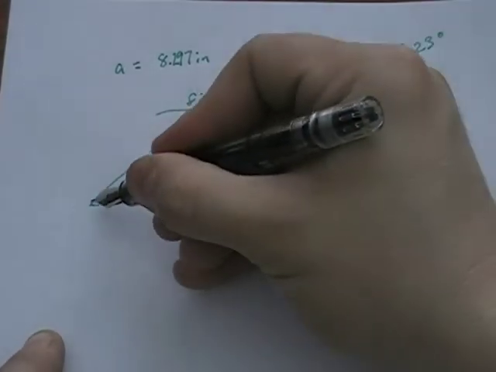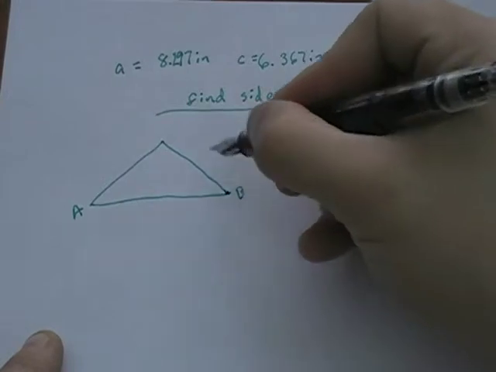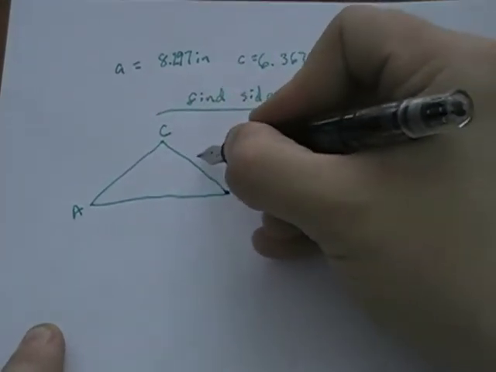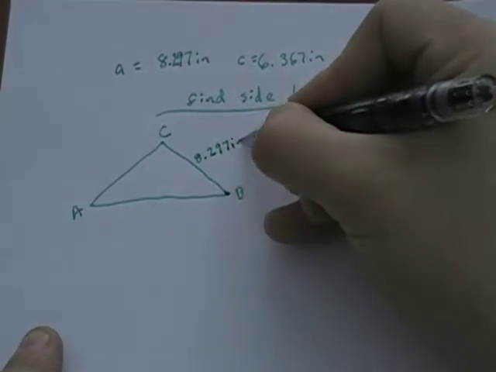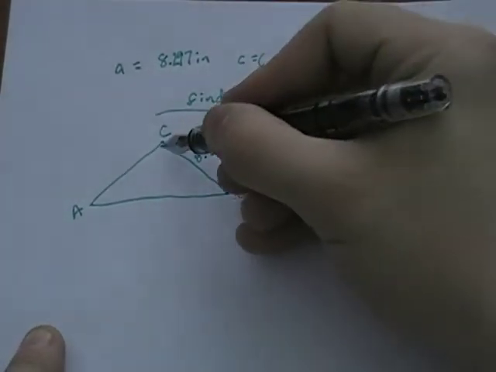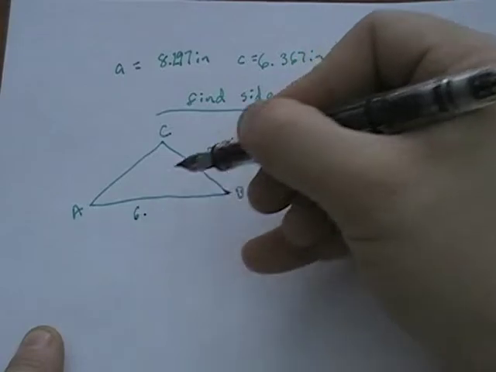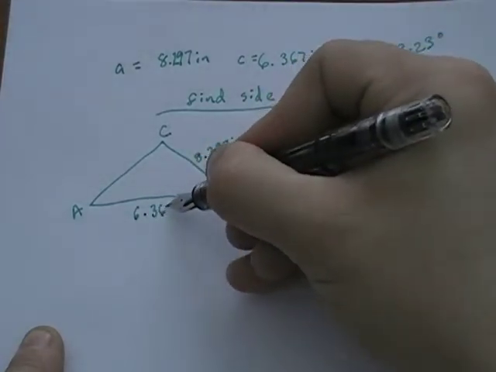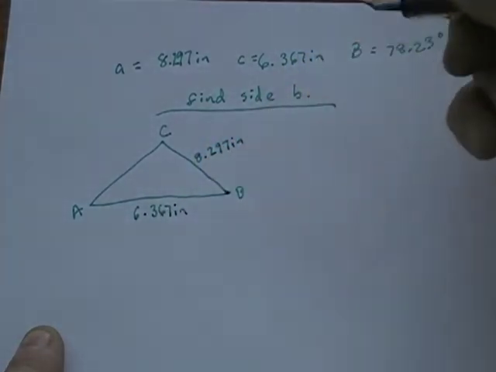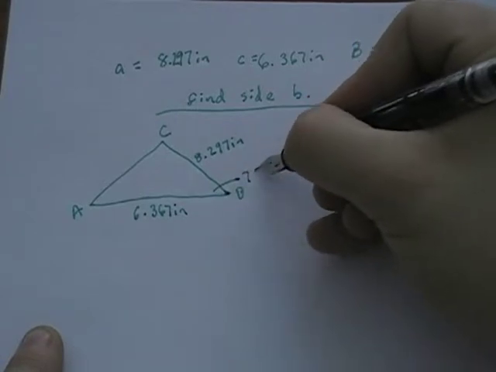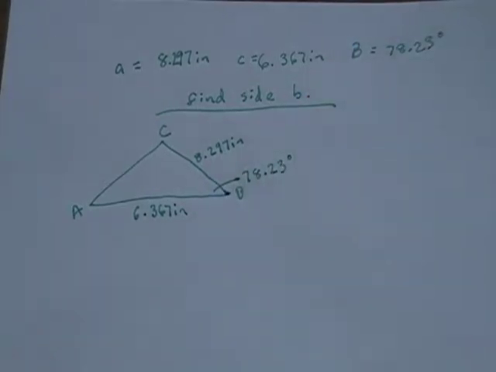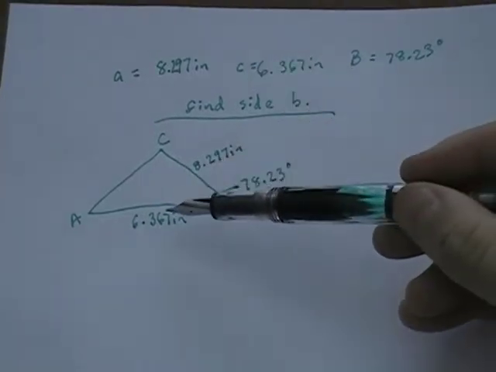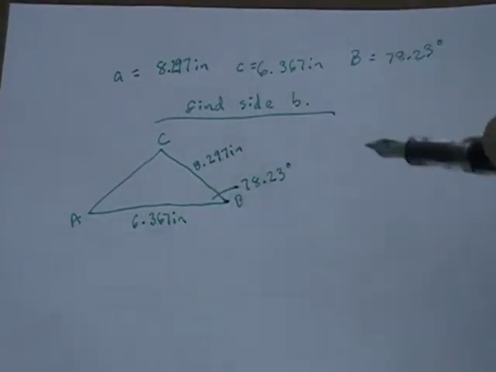Okay, draw a picture. So this is A, this is B, this is C. So side A is going to be across from that, 8.297. And side C is going to be across from that, 6.367. And then angle B, they told me, was 78.23 degrees. So if I look at this triangle, it is a side angle side triangle.